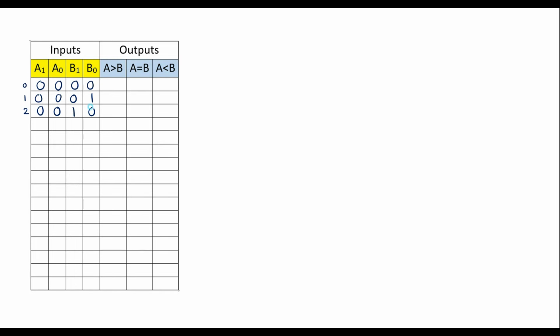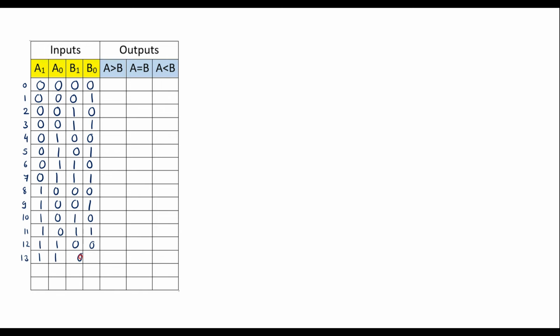That is 0010. We have 3, 0011. 4 is 0100. 5 is 0101, 6 is 0110, 7 is 0111, 8 is 1000, 9 is 1001, 10 is 1010, 11 is 1011, 12 is 1100, 13 is 1101, 14 is 1110, and 15 is 1111. So thus we have written all possible inputs.